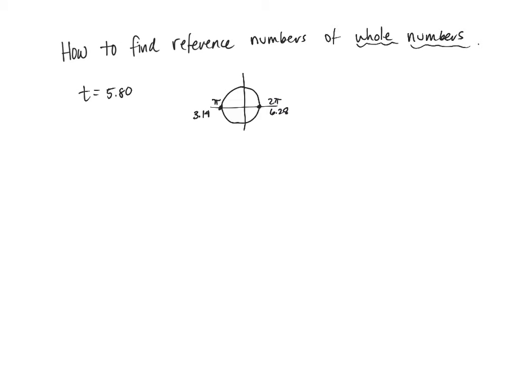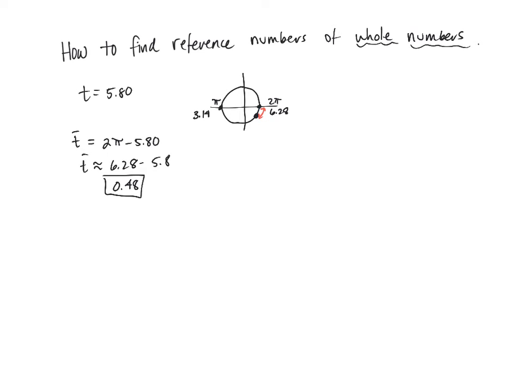So 5.8 looks like it'd be around here, and so I'm just looking for just this little section right here. And so I would take my 2 pi minus 5.8 for my reference number, and so that would in this case give me, and you can just use 6.28. 6.28 minus 5.8 is, oh, what is that about? That's 0.48.